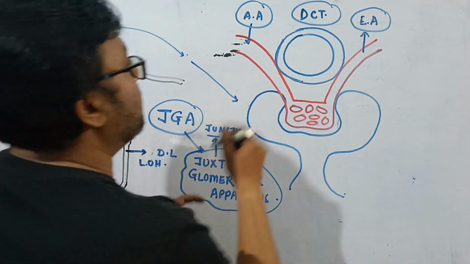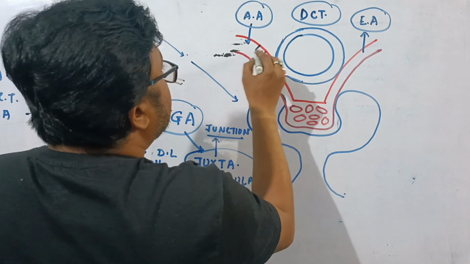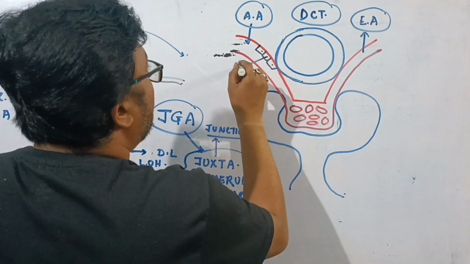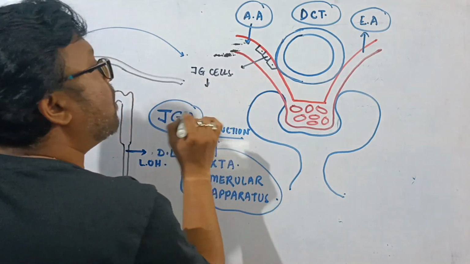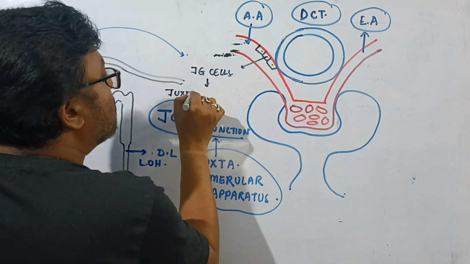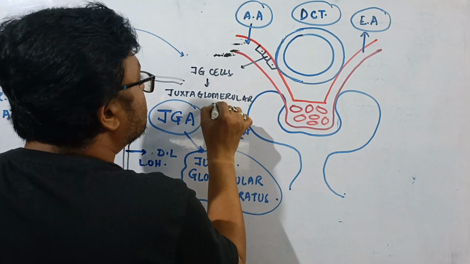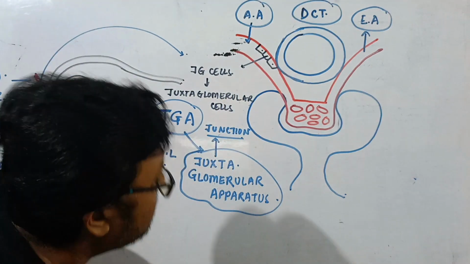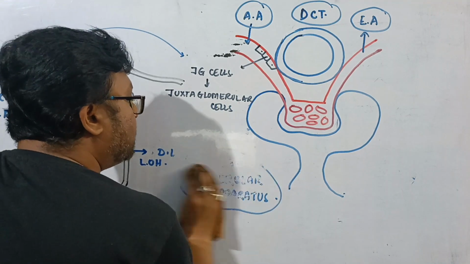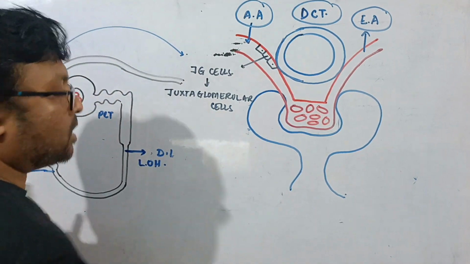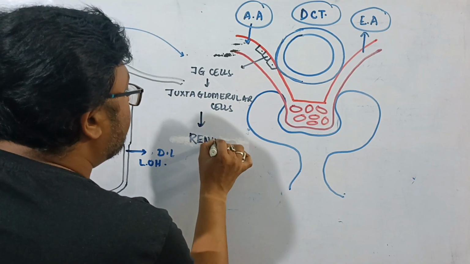Now the most important one is generally known as JG cells, or juxtaglomerular cells. Acha. Now what is the function of these juxtaglomerular cells? Basically the function of these juxtaglomerular cells is that they secrete a hormone known as renin.